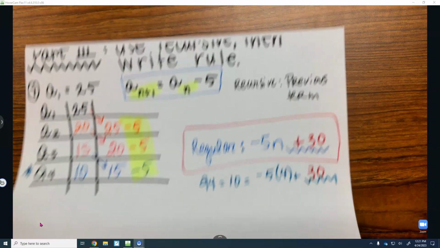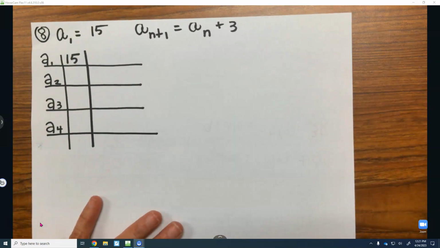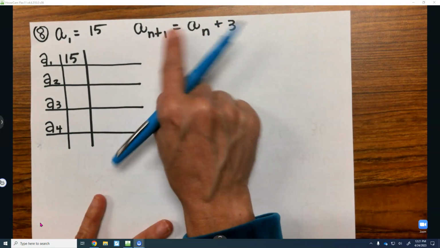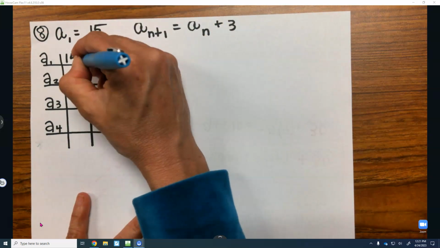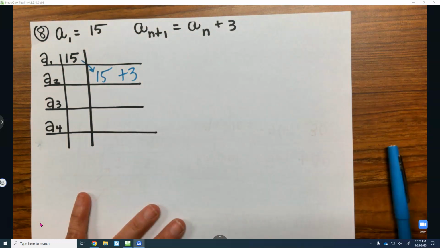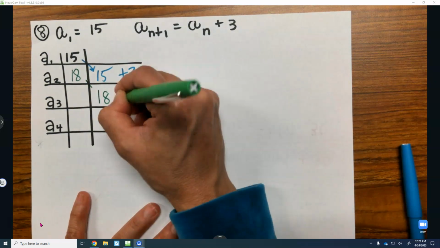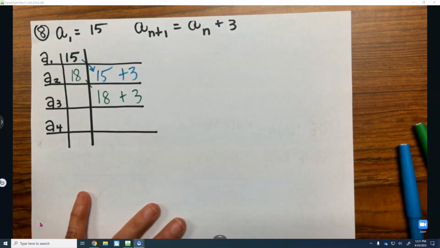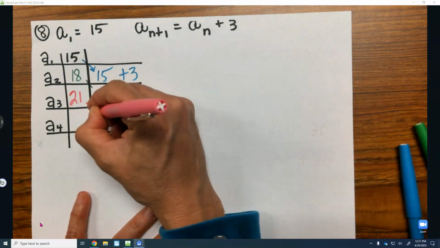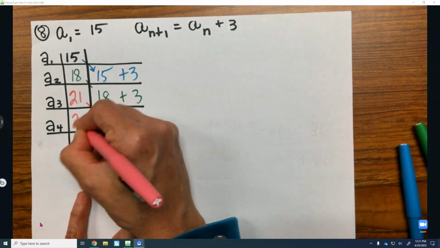Let's take a look at number 8. Very, very similar, guys. So again, you've got your recursive rule here. I know it's recursive because of this notation. So drop that 15 down. Go ahead and add 3. A sub 2 is just 18, y'all. Then take that 18 and add 3 more to it. So a sub 3 is 21. And guess what we're doing with this 21? We're adding 3 to it. So a sub 4 is 24.